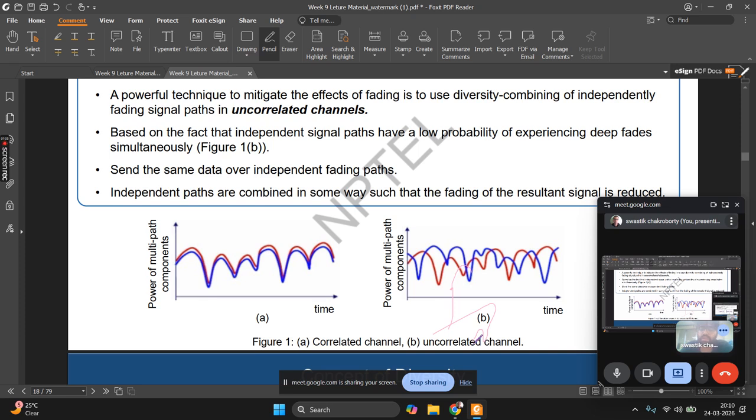So this whole process is described by the idea that multiple independent signal paths have a low probability of experiencing deep fading together. If one of them gets deeply faded, another might survive and you will get relatively less fading at the receiver. So that is diversity.